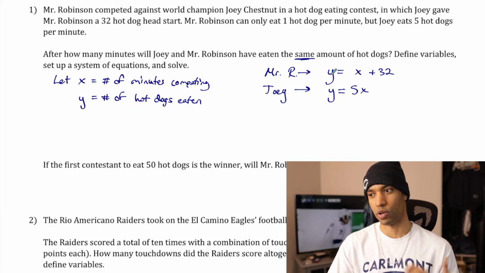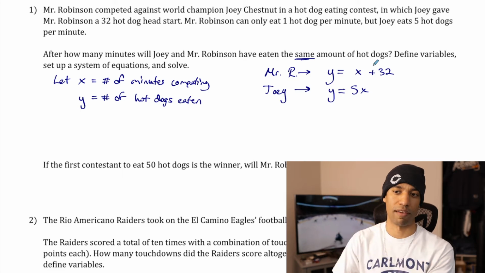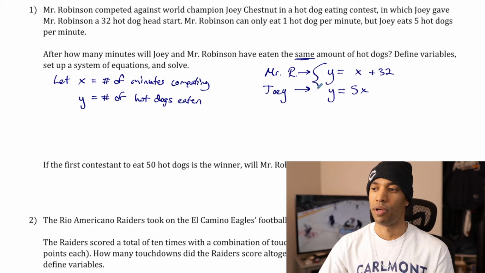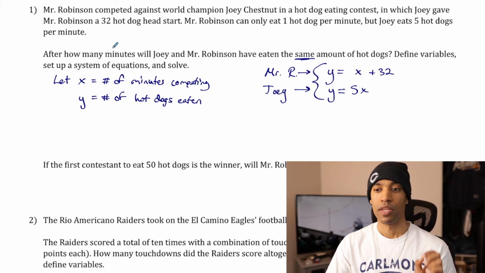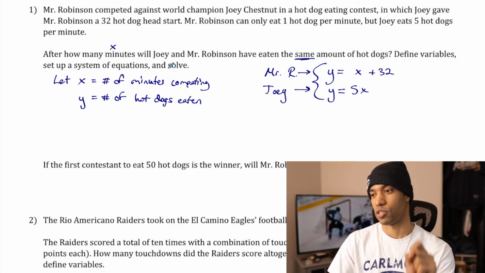So I have two equations, one for Joey, one for myself, the number of hot dogs we eat based on the number of minutes that have gone by, assuming I have the 32 hot dog head start. That's our system. Now, they're asking, after how many minutes will Joey and Mr. Robinson have eaten the same amount of hot dogs? So we're trying to solve for x. How many minutes have gone by here? So I'm going to solve the system.